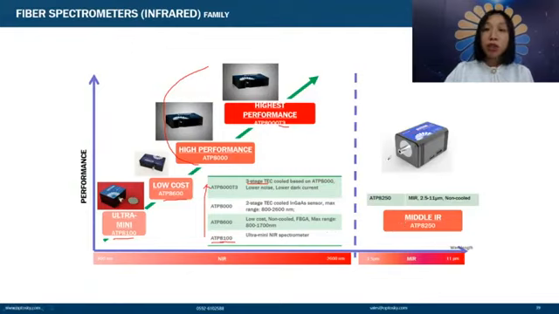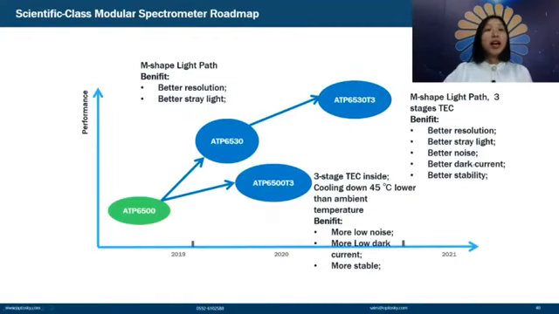And besides, we are OptoSky also a few manufacturers can produce the MIR, mid-IR. We can cover it from 2.5 micrometer to 11 micrometer. It's uncooled para-electric. And this is our scientific class, modular spectrometers.